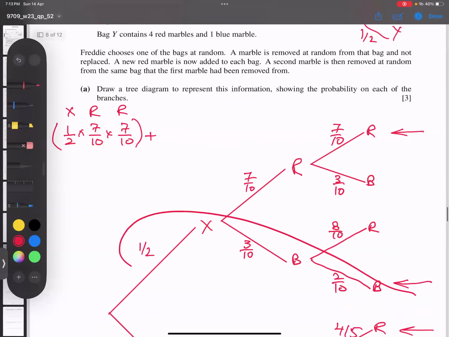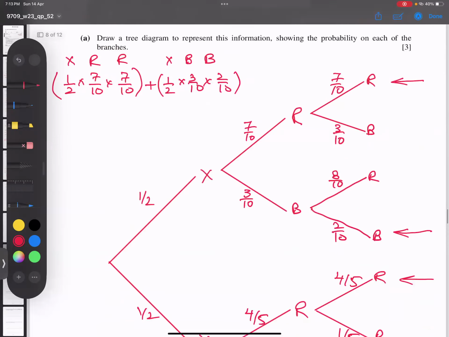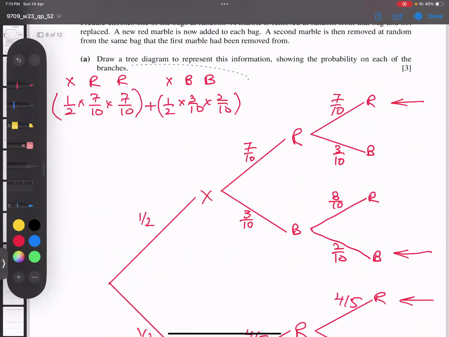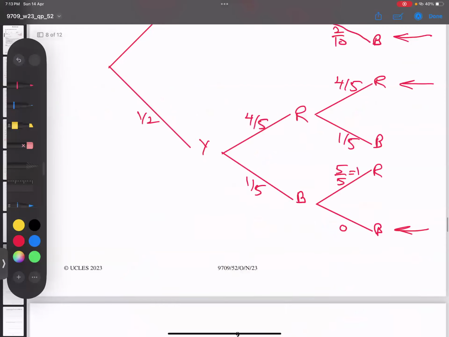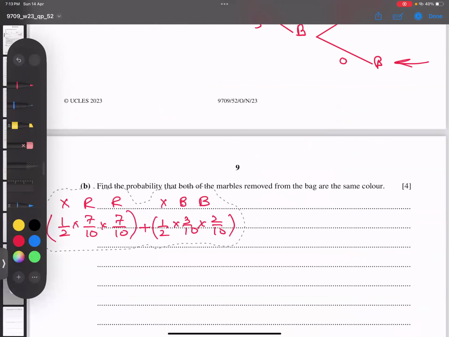When you talk about this, it's called X, but blue. So half into, these values are coming here. So 3 by 10 into 2 by 10. So this is done. Now let's talk about, okay, I will cut from here and paste here. So this is done, half part is done.